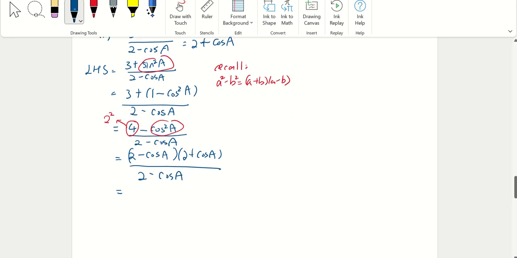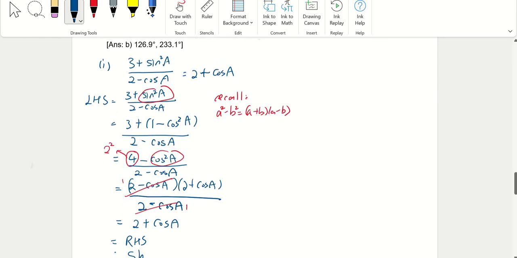And you realize that after we do this identity, the 2 − cos A will be simplified away because of the common factor, which equals the right-hand side. Therefore, shown.